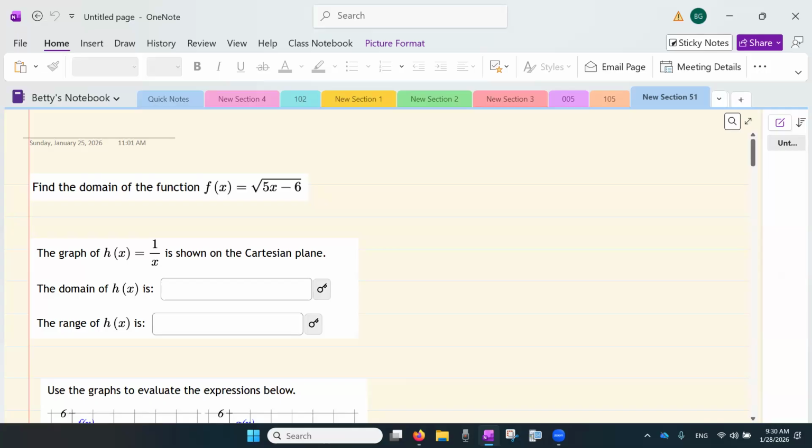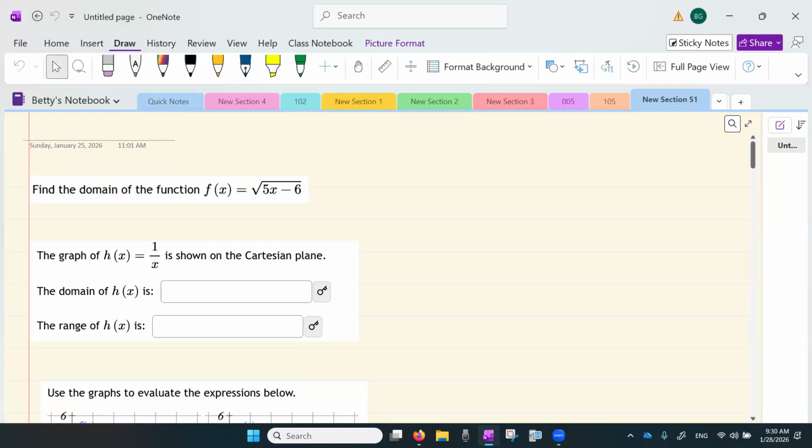So today we're gonna look at some questions. And we're gonna start with the questions regarding the domain. So let's look at this function. F of x equals square root of 5x minus 6. Well, we need to find the domain for a square root function.